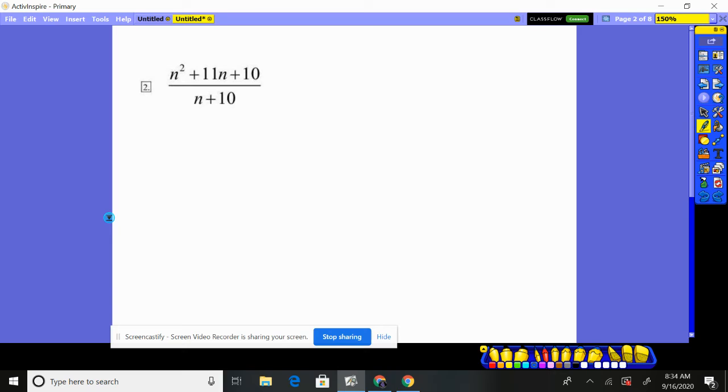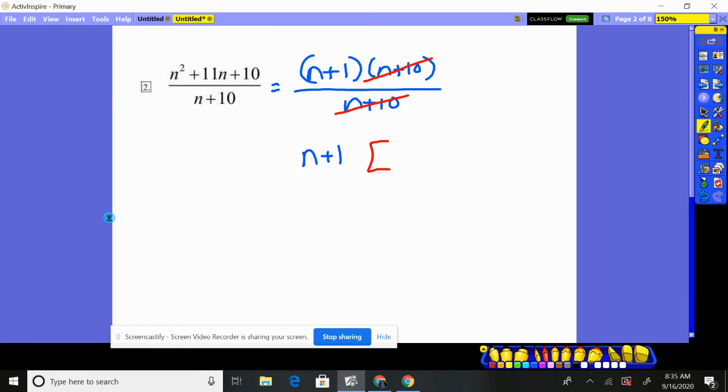Let's look at the second one. Well, if we factor this down, it breaks down to an n plus 1 times an n plus 10, all divided by an n plus 10. And we notice, hey, they both have n plus 10s. They cross out. So we're like, this simplifies to just an n plus 1. But we cannot forget the restriction. Since we crossed this out, we made it sort of disappear. But we have to make the statement, n can't be a negative 10 because negative 10 plus 10 is 0.